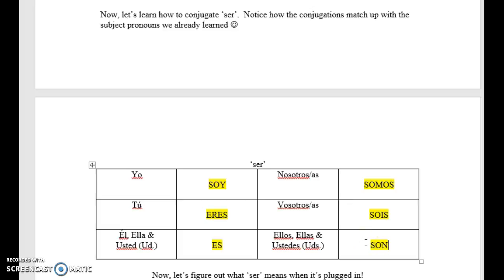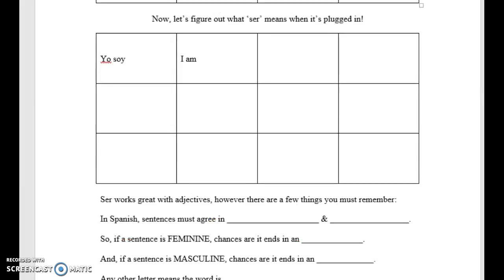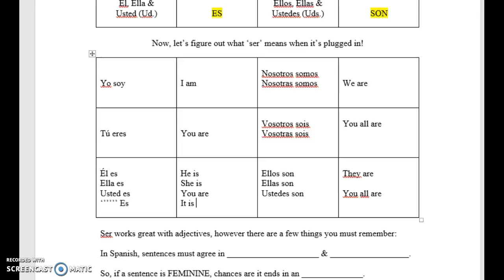Feel free to pause this video at any time to be able to get caught up on your notes. We've gone over what ser means in English. Take a moment and see if on the left side you can conjugate ser and combine it with a subject pronoun and then provide the English translation. Pause the video, give it a shot. Here we have all of the conjugations of ser combined with their English translations in one chart for you to look at. Please pause the video to make sure that what you have in your notes agrees with what I have.